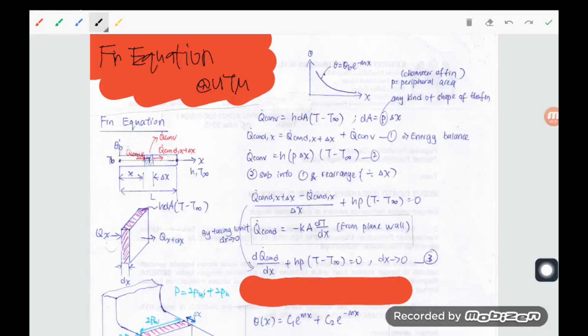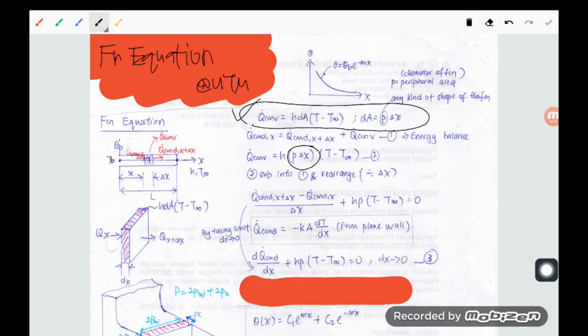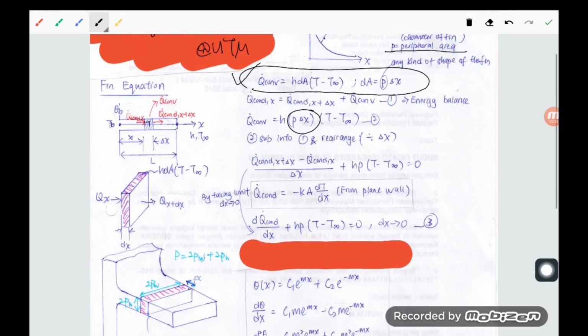Now I will start to explain the heat transfer from the fin surface. We know that when we want to transfer heat from a surface to the surroundings, we get the convection equation, which is h dA delta T, and the A actually stands for P delta S. The P is the peripheral area, which can depend on any kind of shape of the fin.